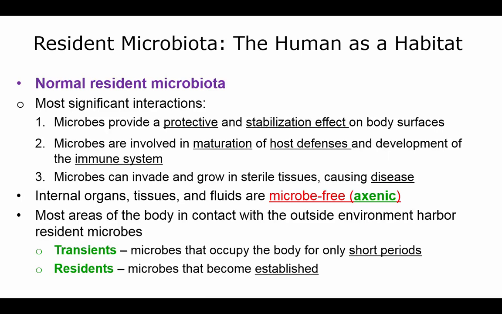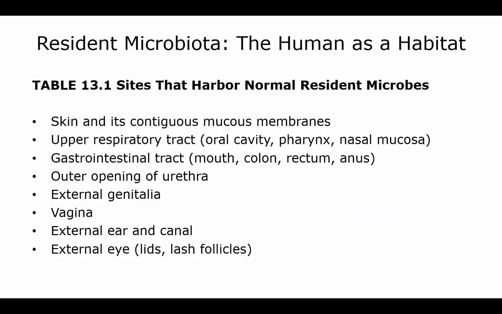But in either category, as long as the microbes stay in their normal environment in your body, things tend to be okay. But if they're able to get into other areas, that's when we see infection set in. So one of the things that we see with microbes, as we mentioned, is that we have normal biota. These are microbes that are commonly found on or in parts of our body.